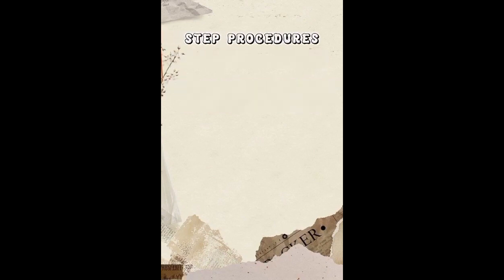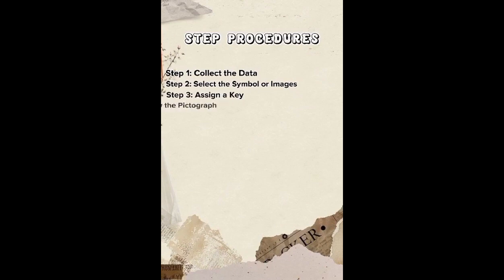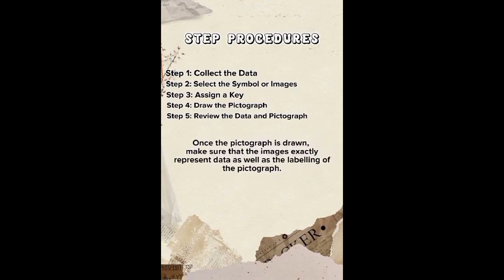Next is step procedures on how to create a pictograph. First step is collect the data, and the second is select a symbol or images. Step 3, assign a key. And step 4, draw a pictograph. And step 5 is review the data and pictograph. Once the pictograph is drawn, make sure that the image exactly represents the data as well as the labeling of the pictograph.